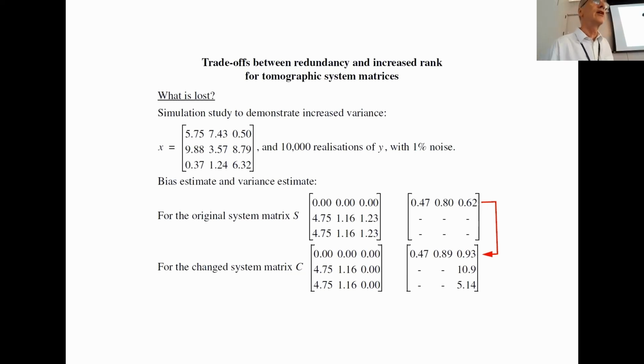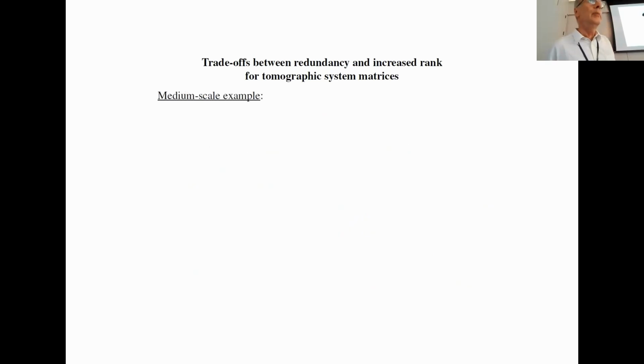It depends. It's very hard to predict exactly how much the variance will change in each pixel. It depends a lot on the structure of the matrix. But overall, every pixel will get an increased variance or the same. There will never be a decreased variance from the new matrix. Let's do a medium scale example. I don't know how much time I have left. Very little, 9 seconds. I can do it.